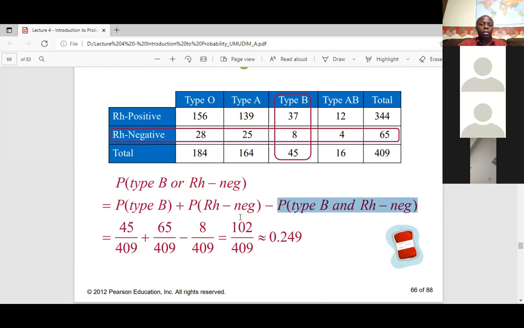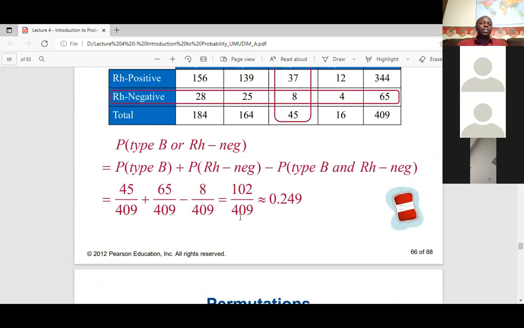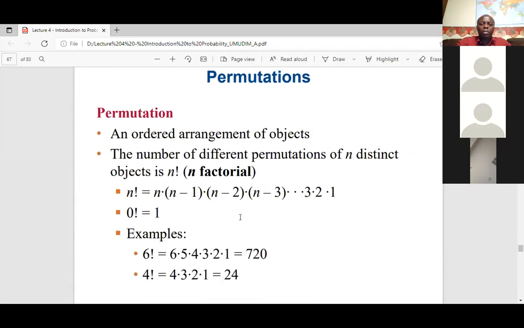Yes, sir. Thank you. So that is basically how it works. You can apply this in so many examples when you practice with your textbook. Let us go to something new, which is permutations. We are rounding up this chapter today.